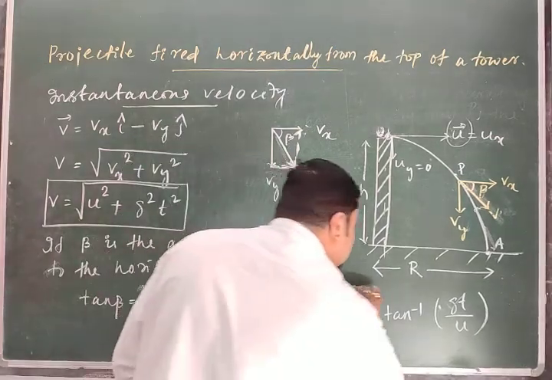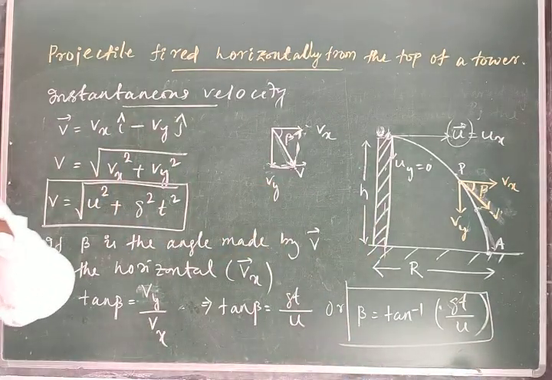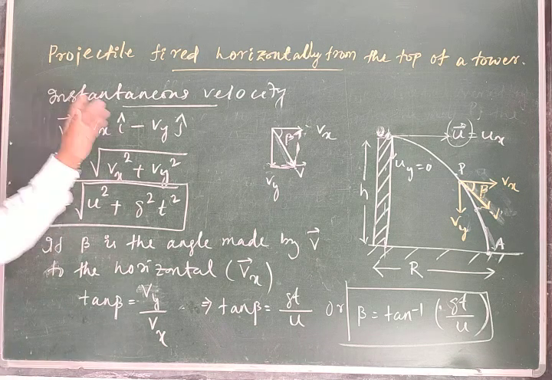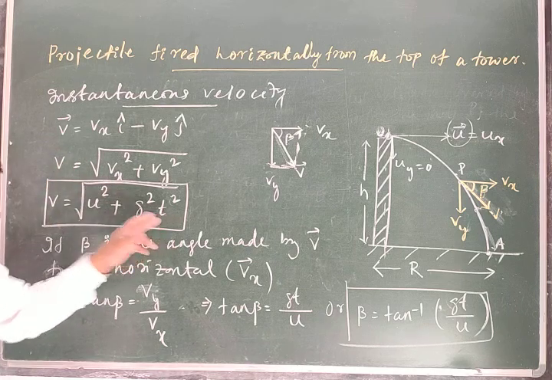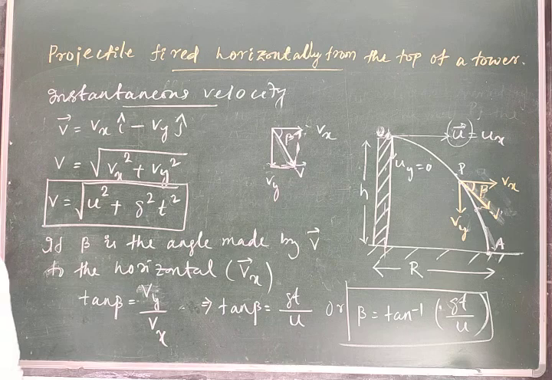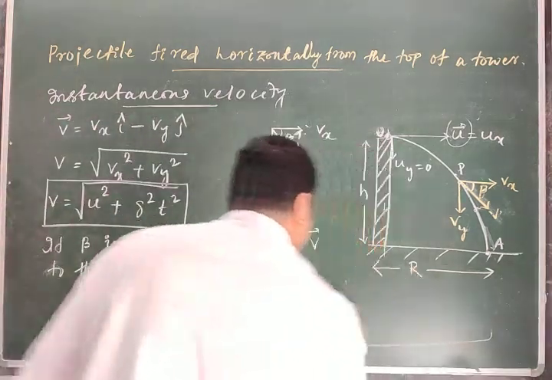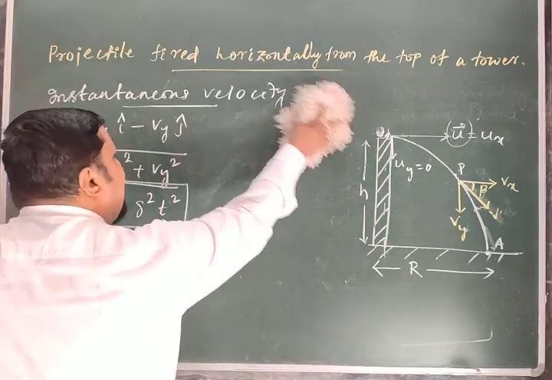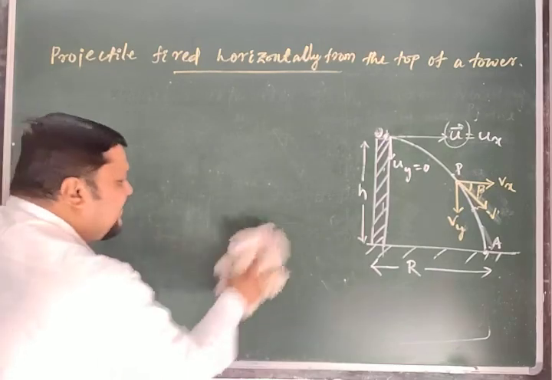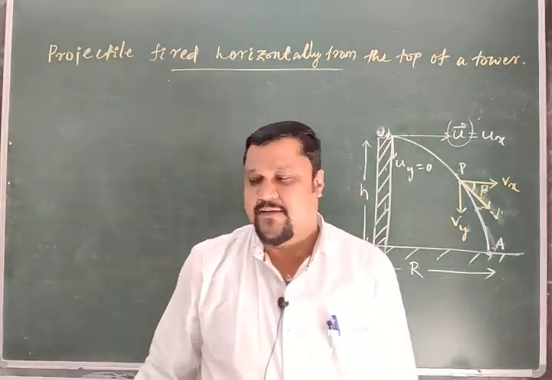So this is the expression for the angle made by the instantaneous velocity of the particle. In this way we have to calculate the instantaneous velocity, its magnitude and its direction. After getting all these things, now I will go for another part: the velocity with which it will hit the ground. What is the velocity at this point A?